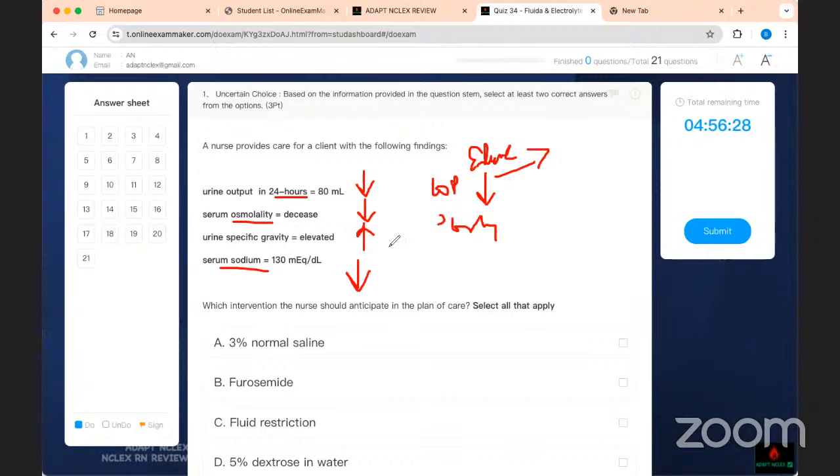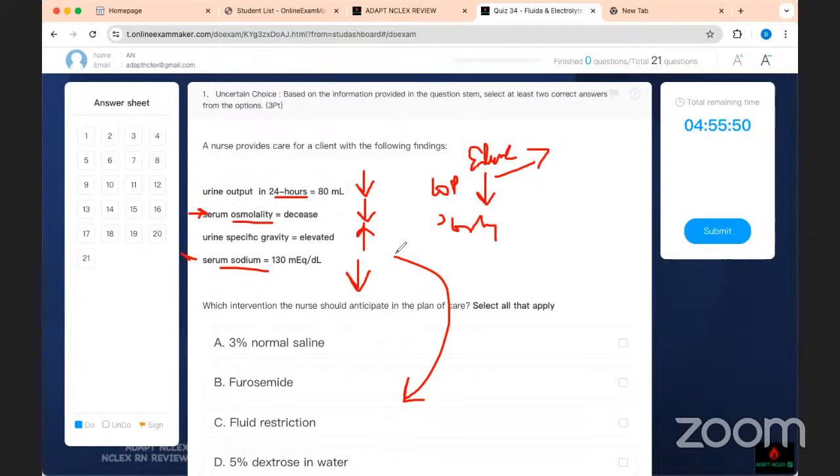Can you figure out what this patient has? If you can't, then you'll be guessing. But you have to figure out what this patient has. Put your words together. I've shown you the pathways, right? Urine output is low. What condition will cause urine output to be low? Serum osmolarity is also decreased. What condition will do both at the same time? What condition will make your urine specific gravity elevated? And what condition will make your serum sodium go down? It goes down because serum osmolarity is down, so it's consistent.